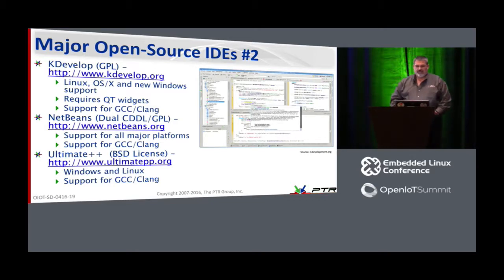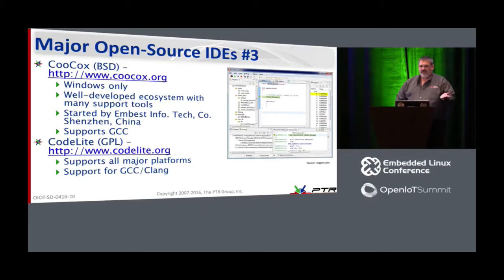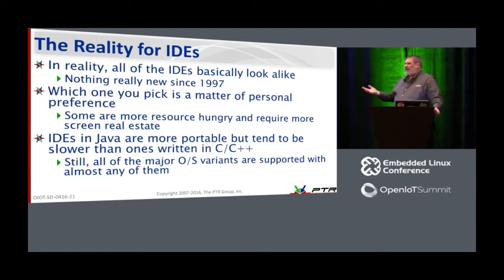There's Ultimate++, which is licensed under the BSD license. All of these individual IDEs, the realistic perspective is, in Code::Blocks and CodeLite, the reality is they all look alike. I mean, realistically, we haven't seen a new IDE since 1997. You've got a code window, you've got a navigator, you've got a thing that shows you all the variables in your particular piece of code. And they all pretty much work alike. And as a consequence, if you like IDEs, hey, knock yourself out. It's really a matter of personal preference here.